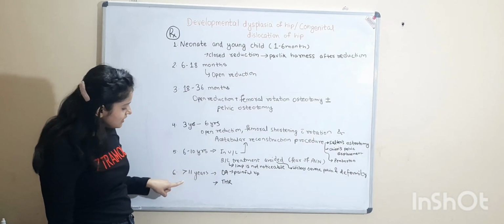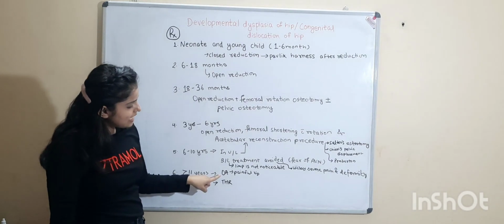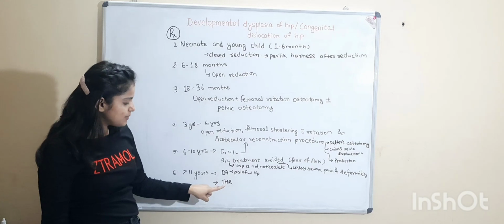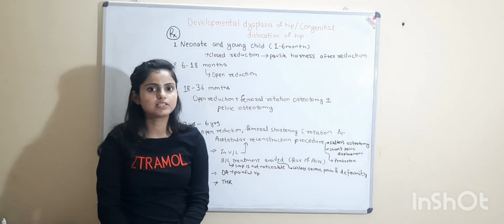And when the child is more than 11 years of age, they present with osteoarthritis, which is painful, for which total hip replacement can be done. This is all for DDH.